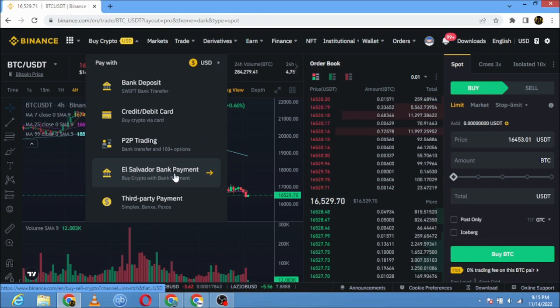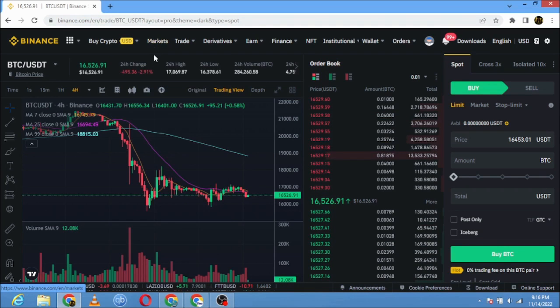El Salvador bank payment, that is a bank which can give you crypto if you have the cash in US dollar. Third party payment, these are companies like Simplex, Banxa and Paxos. These are companies that deal most especially in cryptos. They work as third parties. When you give them dollars, they give you crypto, and vice versa. When you give them crypto, they give you US dollar. Let's move to the market.